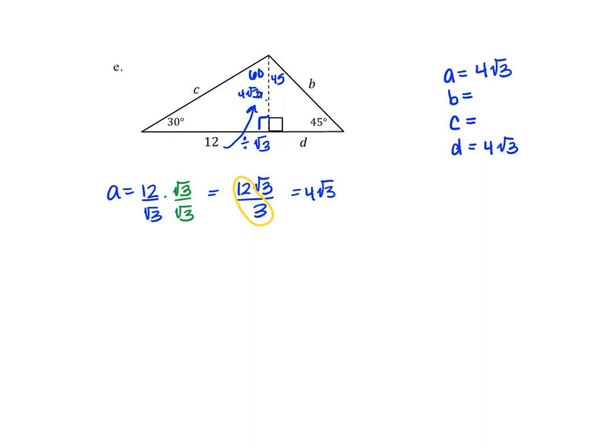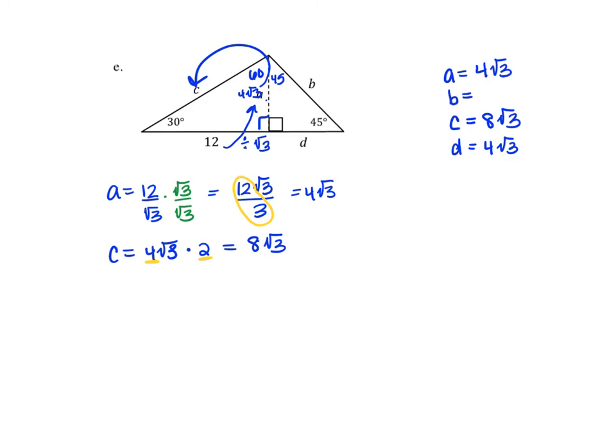So if I'm going to go from the short side to the hypotenuse, all you have to do is take the measurement of the side, which is 4 root 3, and we're going to multiply that by 2. So when you do that, all you want to do is multiply your whole numbers. You get 8 root 3 for C.